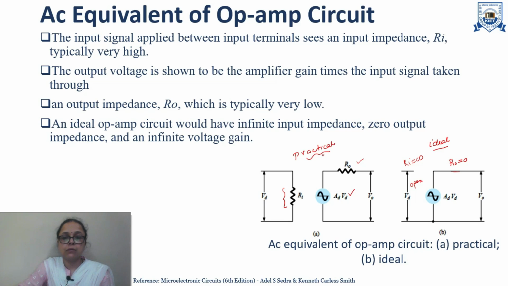So whenever we want to solve an op-amp based circuit, the operational amplifier will be replaced by either the practical circuit or the ideal circuit. It will depend upon the kind of analysis we are doing. If we are doing the practical analysis, we will replace it by its practical equivalent, and if we are doing the ideal analysis, it will be replaced by its ideal equivalent.